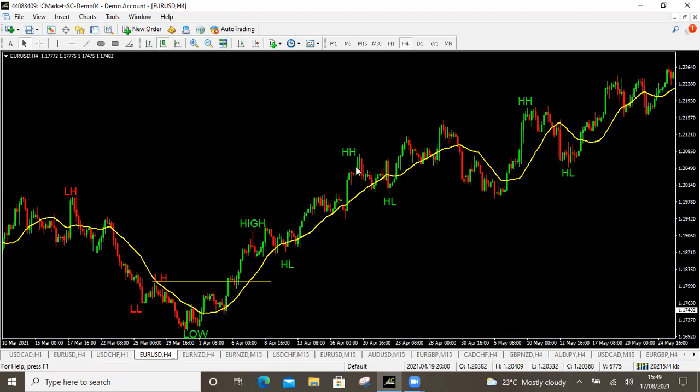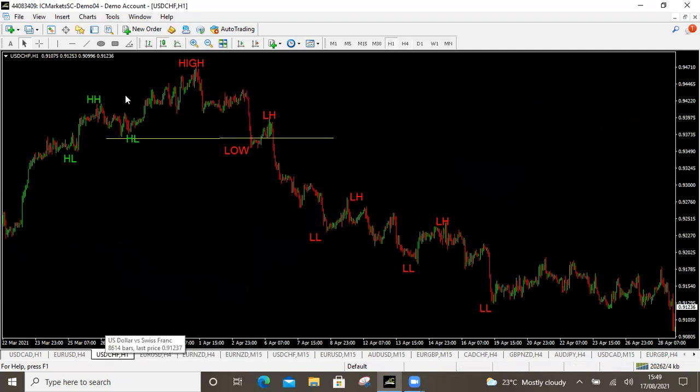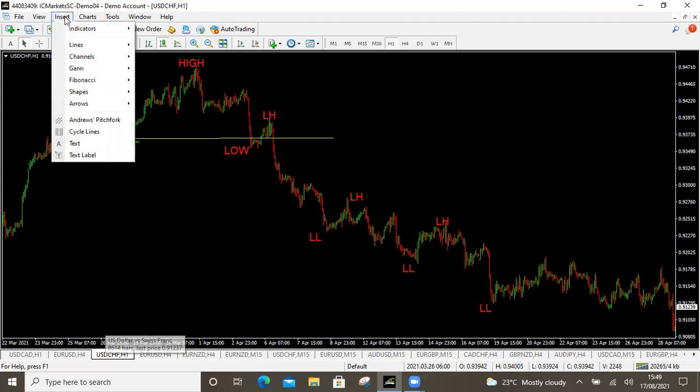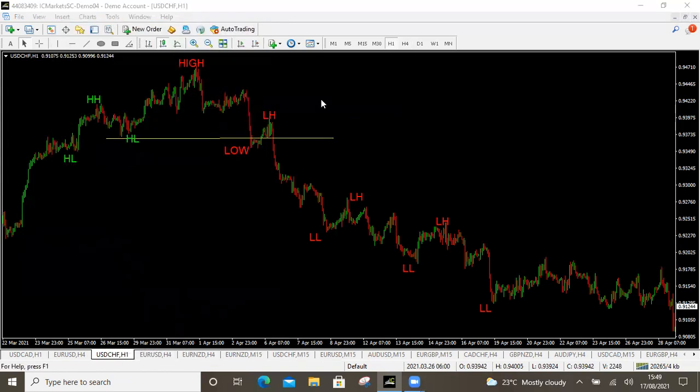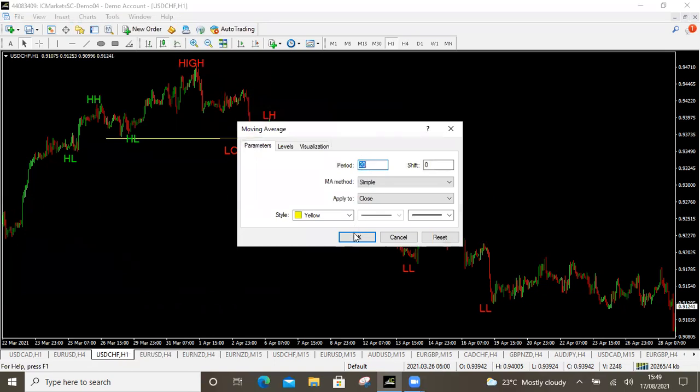You can also use it to counter trend. So when a candlestick closes below, you can take that trade, but when it closes above, now get your few pips and get out. Also, on a selling cycle, you go to insert, indicators, the trend, moving average, same 20, click OK.